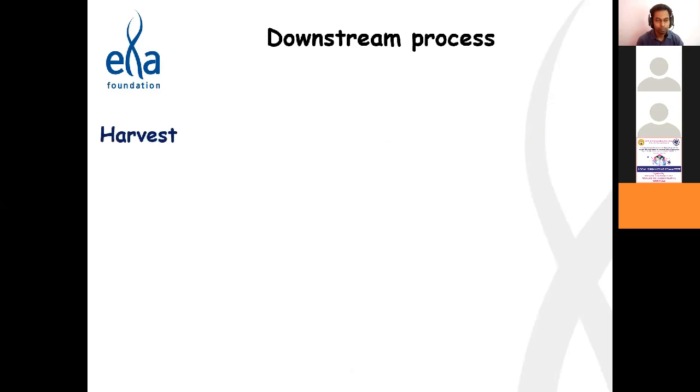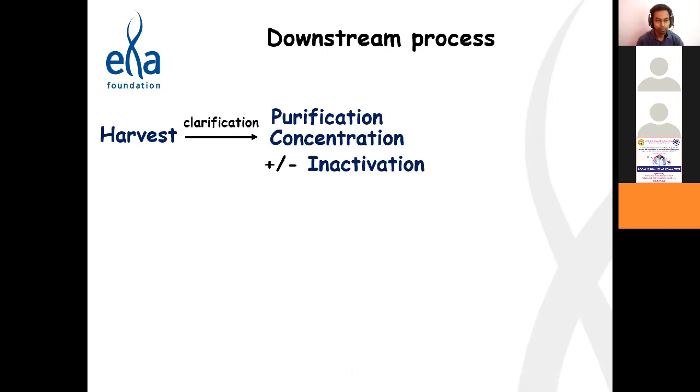Coming to the next part, the downstream process. Again, I have tried to put it in as simple as possible. So harvest, there are a lot of things that can be done with the harvest. Initial clarification is important to get rid of the cell debris, followed by purification, concentration. If it is inactivated, inactivation is done. So these are used in different combinations to get the drug substance, that is, I have mentioned it as DS here.